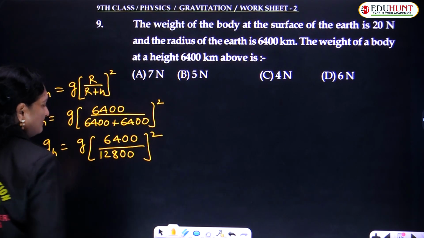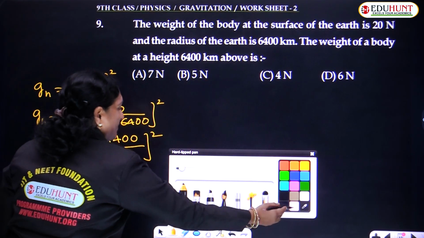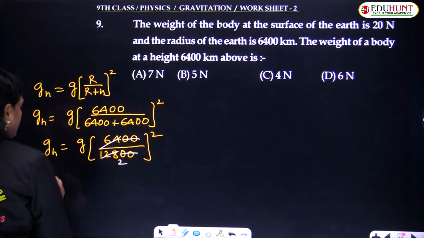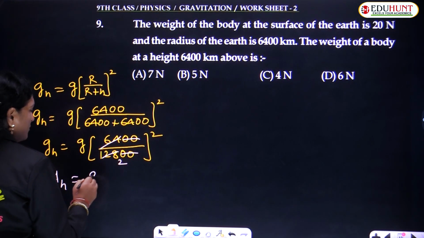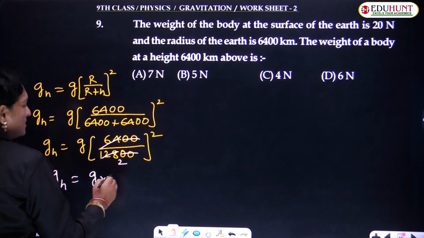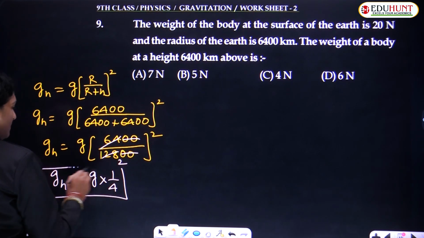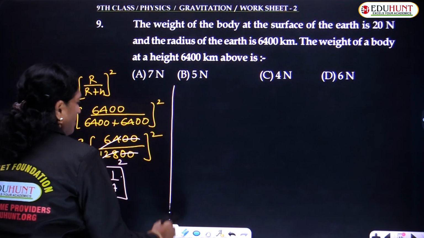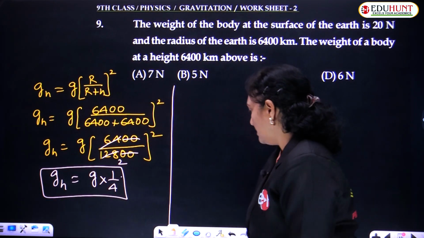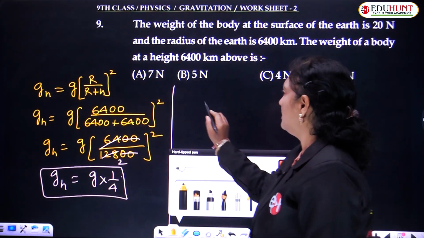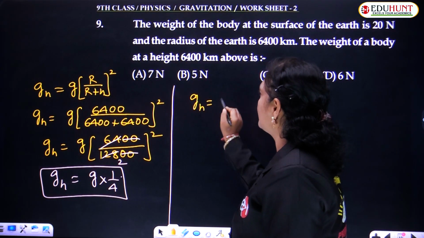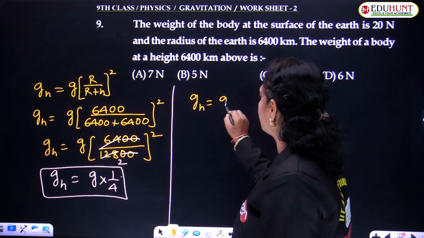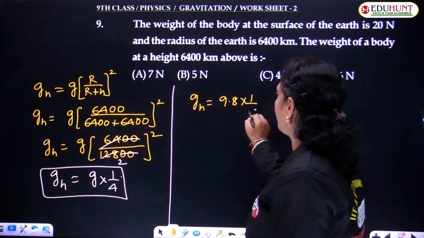12,800 square. Solving this carefully, the 0 and 0 get cancelled, children. The 64 goes 2 times. Hence the value of gh is found to be g times (1 by 2) whole square, which is 1 by 4. So gh is equal to g times 1 by 4. What was the value of g? Let us take g as 9.8 into 1 by 4.